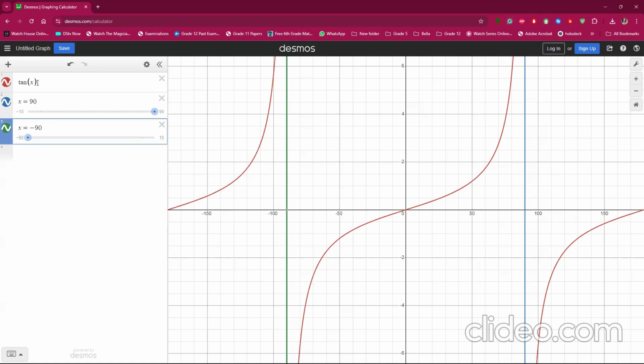So again, with this graph here, we can have a change in our amplitude.